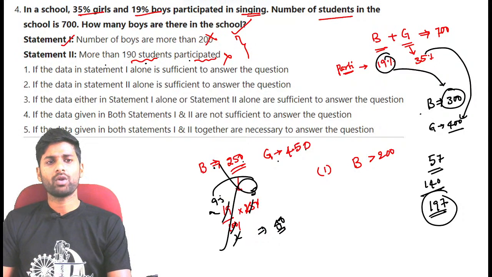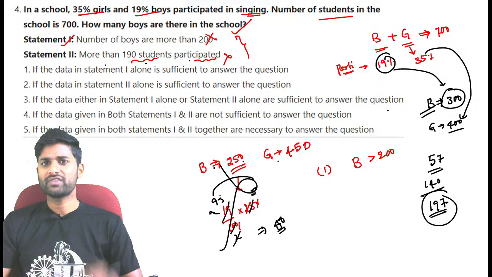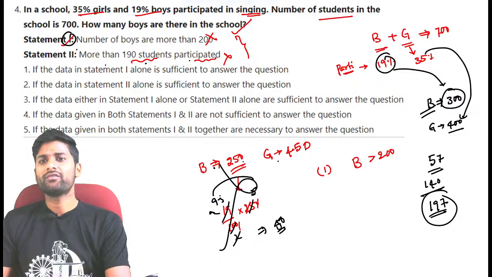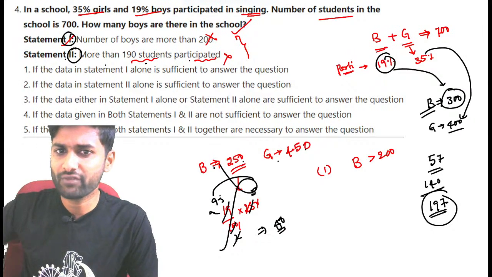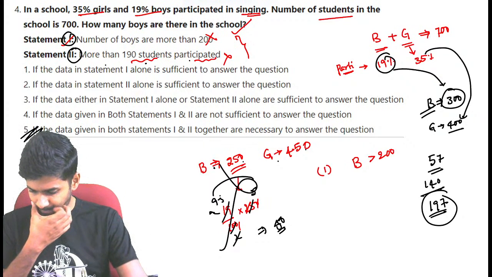So definitely we can get the number of boys based on the calculation. Based on the two pieces of information taken together, you can get the answer. So option 5 is the correct answer, guys.